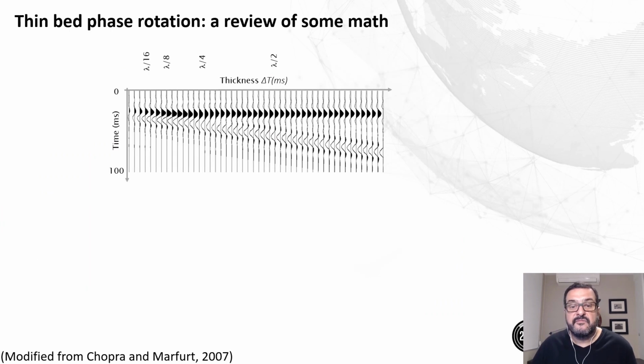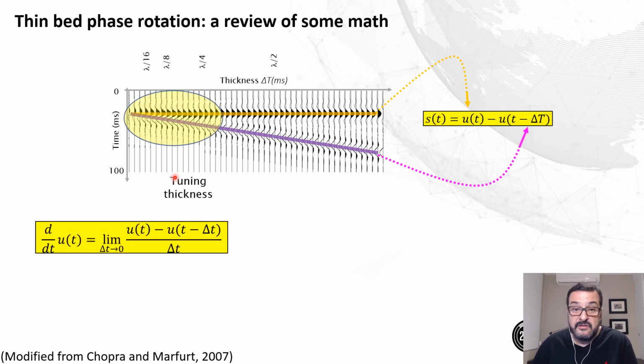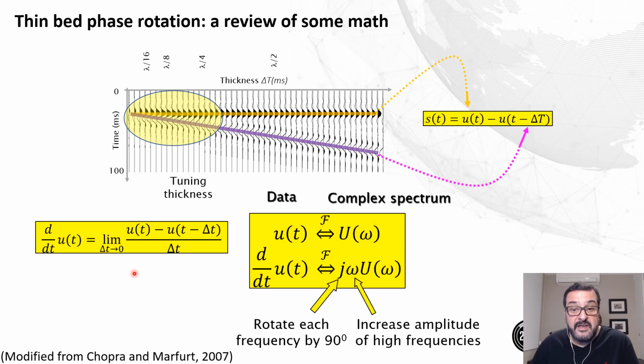Another example is the phase rotation due to thin bed. Considering that each trace of this wedge model can be represented by the wavelet u(t) minus the wavelet delayed by delta t, the thickness, we can approximate the wavelet in the tuning region by the derivative of the wavelet. Knowing that the Fourier transform of the derivative is expressed this way, we know that each phase is rotated by 90 degrees because of the j complex factor here.